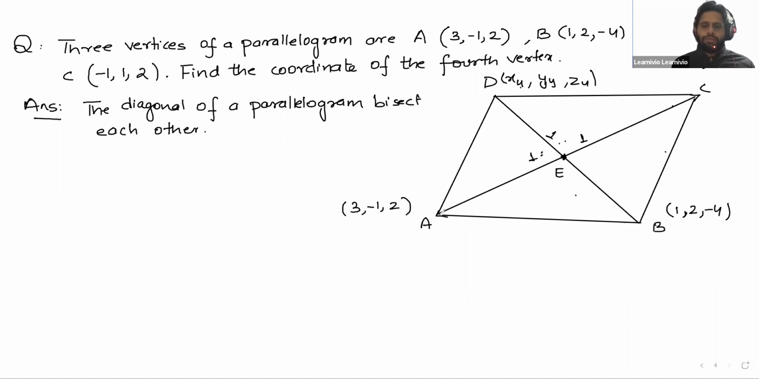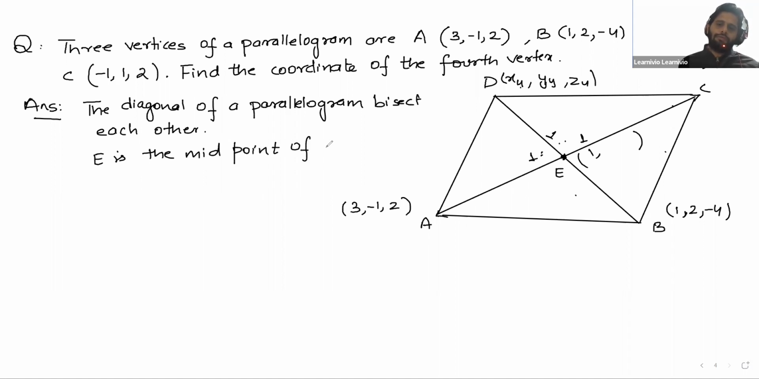Krishna, this coordinate is given, this is given, and this E is the midpoint of AC. So can you tell me what is the X coordinate of this? So we should use 3 minus 1 by 2. So that will give us 1. Okay. Yes, sir. So just write E is the midpoint of AC.